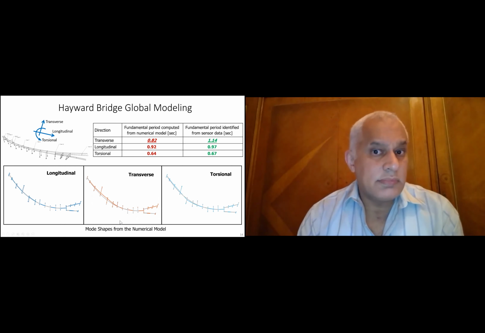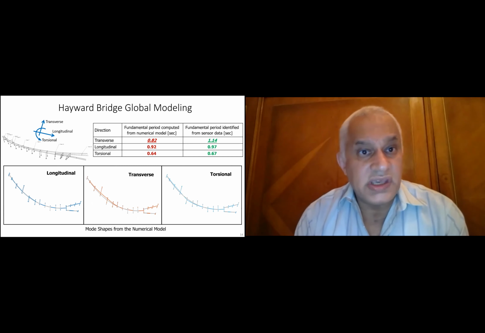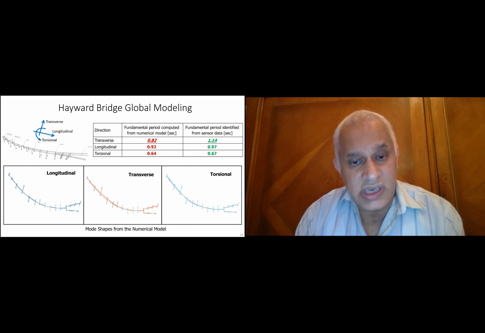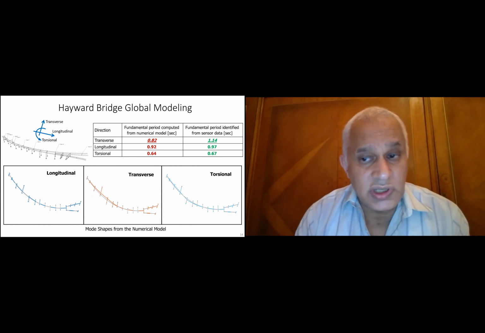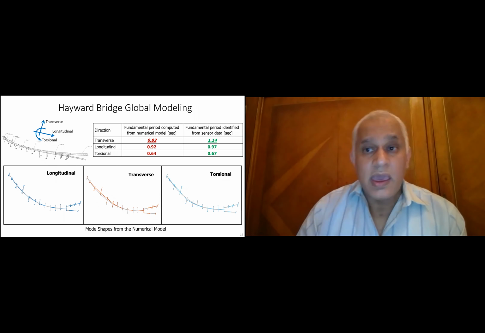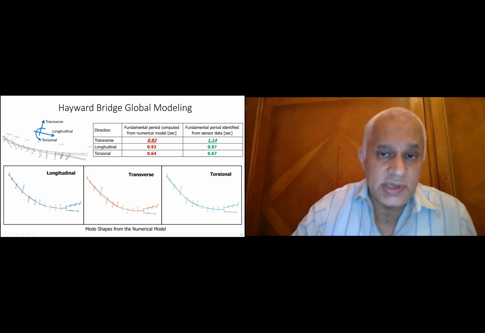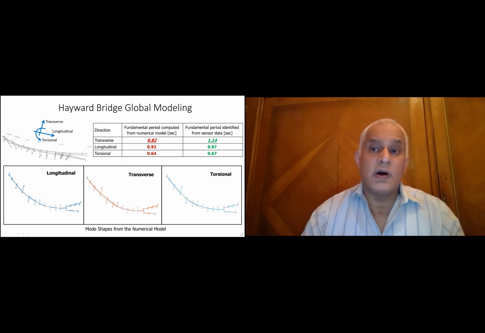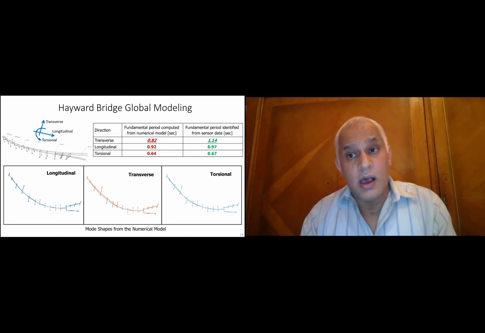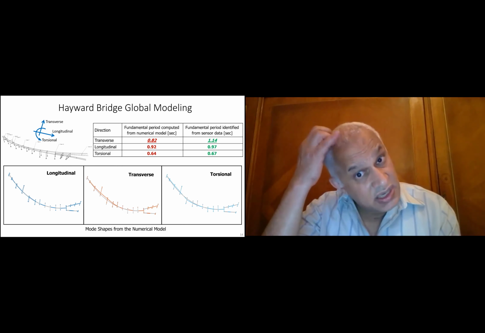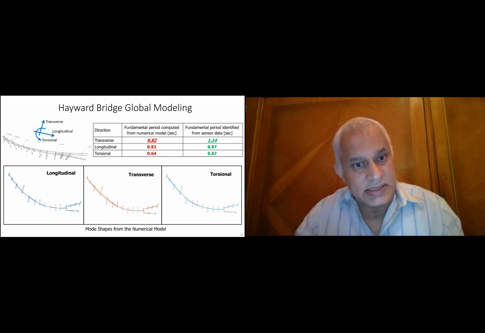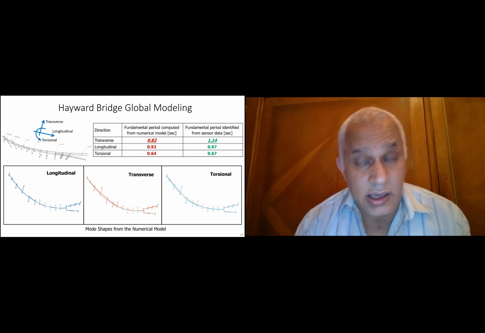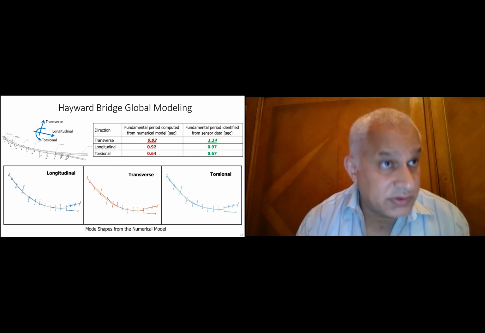Here are some results from the Hayward Bridge global modeling in terms of eigensolution for the mode shapes in the longitudinal, transverse, and torsional response, comparing the computations in the middle column of this table to those that are identified from the data. It's pretty reasonable with the exception of the transverse direction, which will be improved once we complete the modeling aspects of the boundary condition.